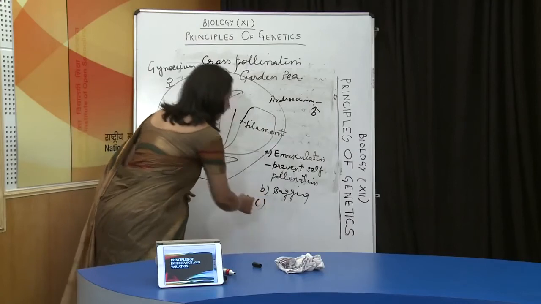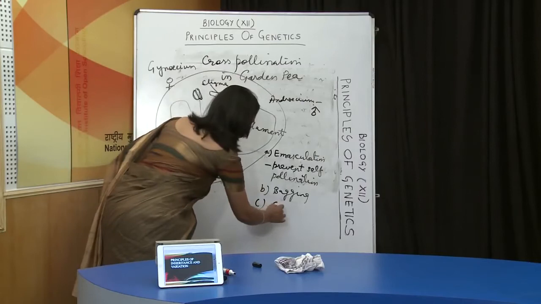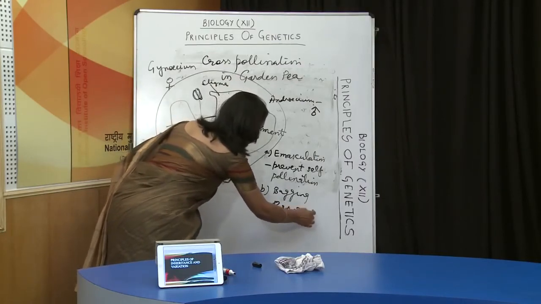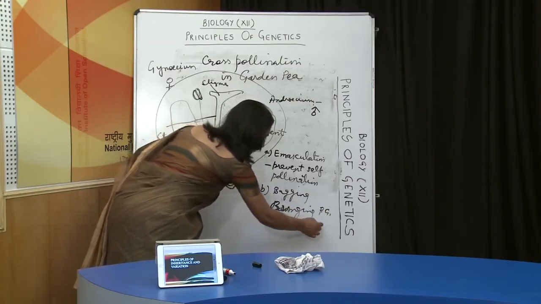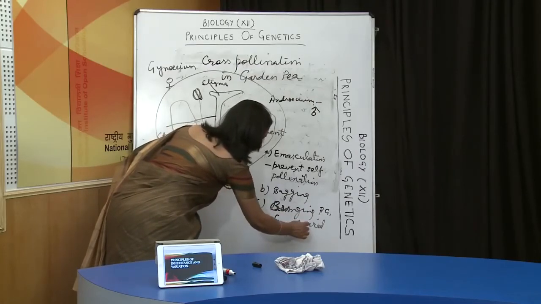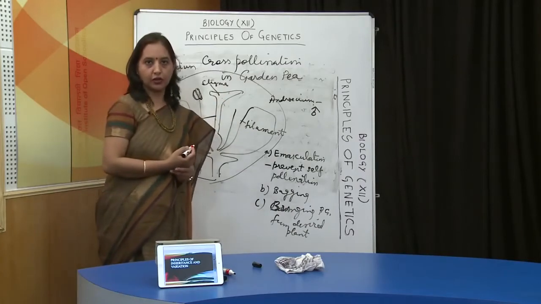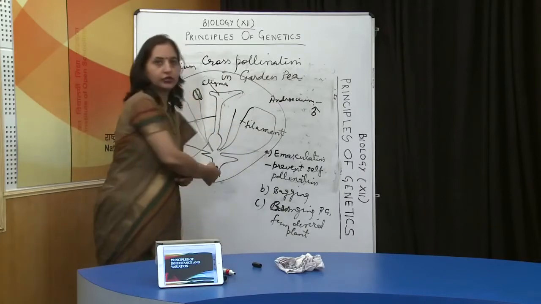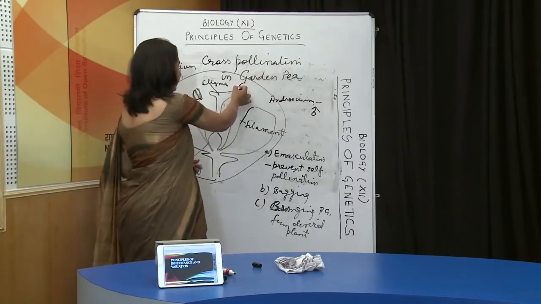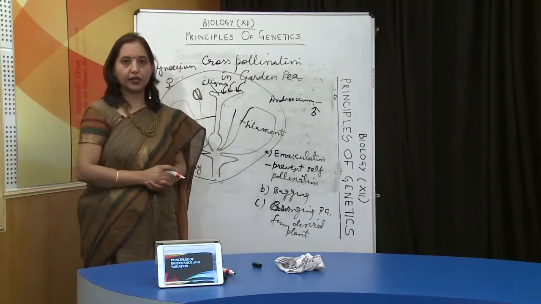The last step in cross-pollination was bringing pollen grains from the desired plant. Once the stigma becomes mature to receive the pollen grains, the polybag was removed and the pollen grains were brought from the desired plant and they were dusted over the stigma of the emasculated flower.